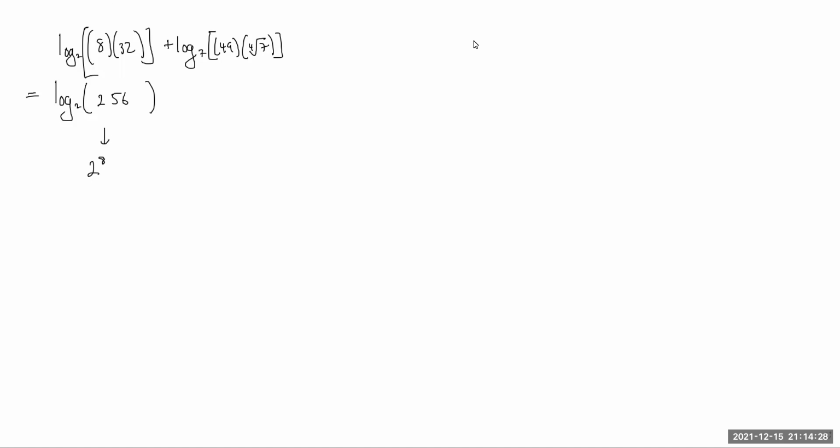Let's say you didn't like that. You could also split this up and say this is log 2 of 8 plus log 2 of 32 using product law. Anyways, let's pretend you're just going to multiply it out.